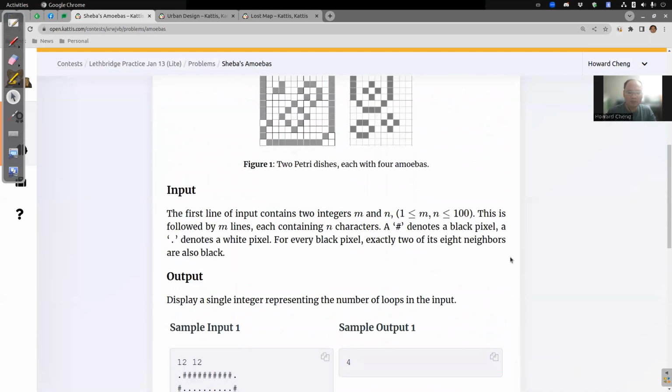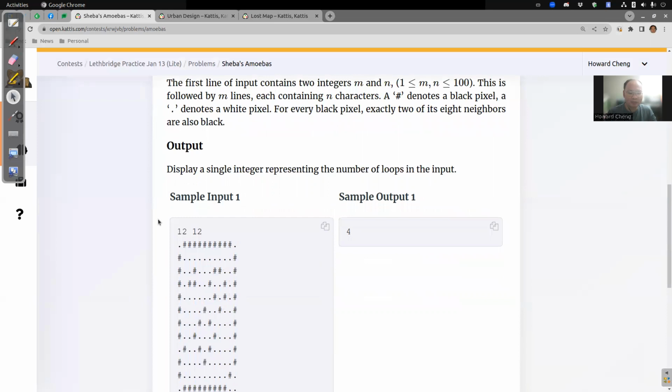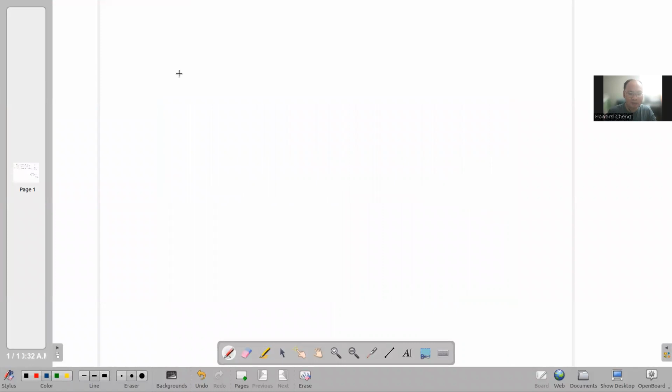So you're given at most a 100 by 100 grid. They have pound signs or dots, pound being black, dots being white. And for every black pixel, exactly 2 of its 8 neighbors are also black. Okay, that's actually not that important. Then you have to basically count the number of loops. Now, if you've taken 3620, this is a very classic problem of just counting connected components. And that's it. The fact that these are loops is kind of a red herring. It doesn't actually matter at all.